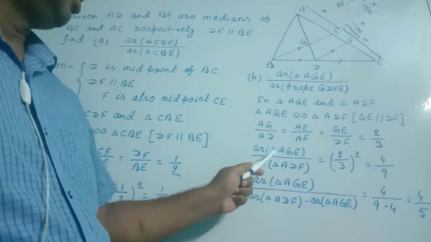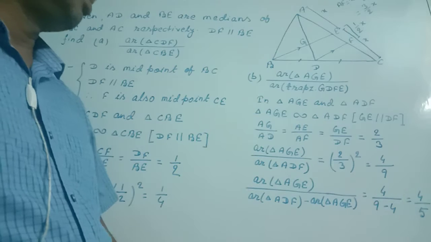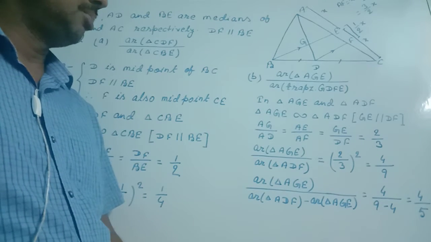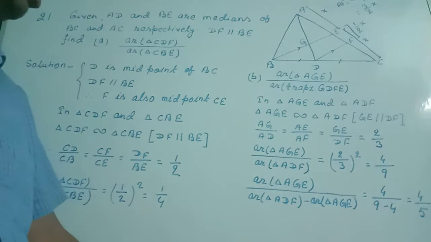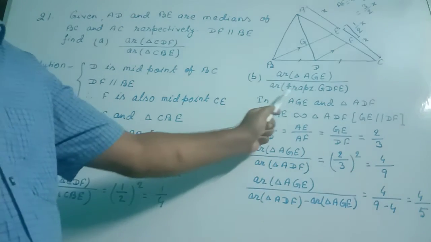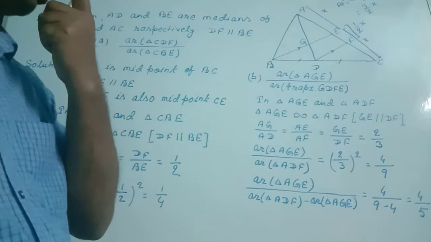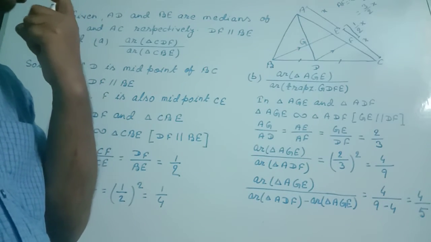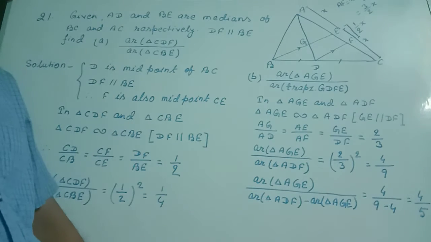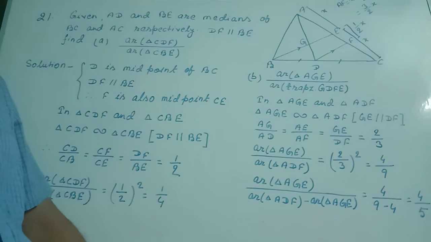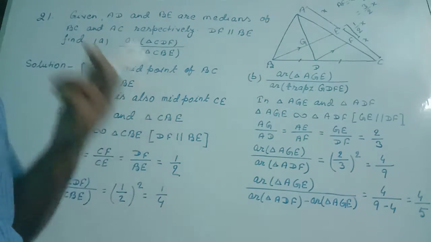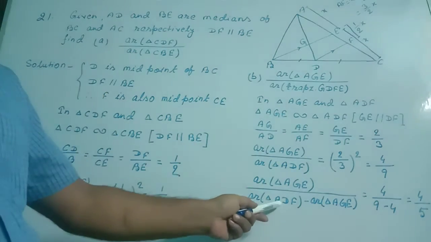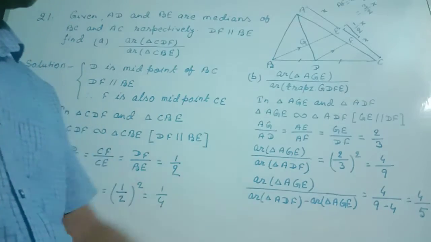Now I found area of triangle AGE by area of triangle ADF. Square of the ratio of the corresponding sides, that is 2 by 3 whole square, that is equal to 4 by 9. To get the area of trapezium GDFE, I have to subtract area of triangle AGE from area of triangle ADF. For that I have written here area of triangle AGE by area of triangle ADF minus area of triangle AGE equal to 4 by, this is 9 minus 4.